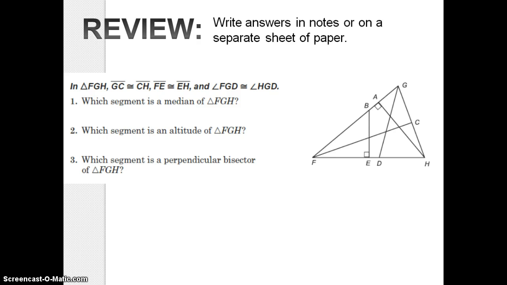This is a review of the last couple lessons. I'm going to either need you to write these answers in your notes on the side or at the bottom, or on a separate sheet of paper. I will expect you to know these answers in class, so if you don't remember something, you need to look back at your notes. So pause the video and answer these 3 questions.